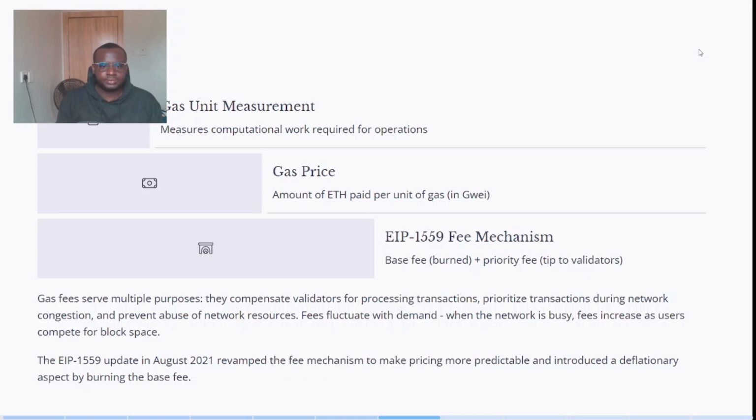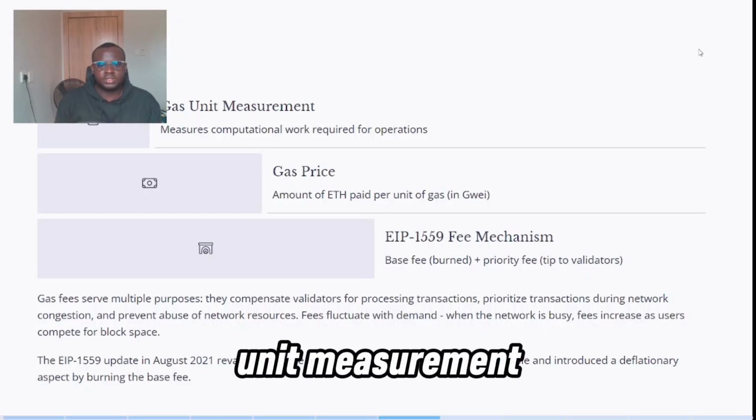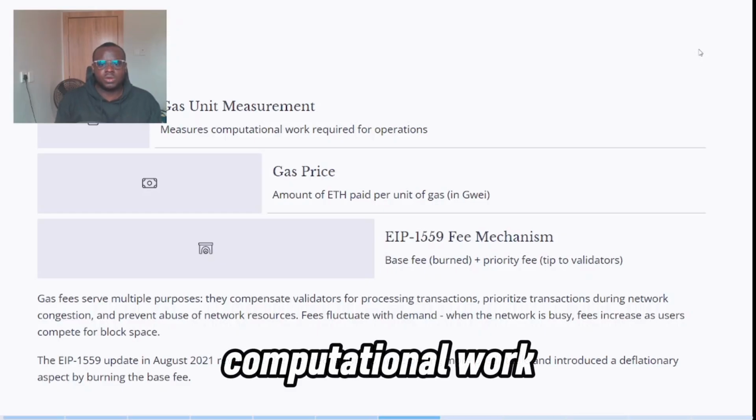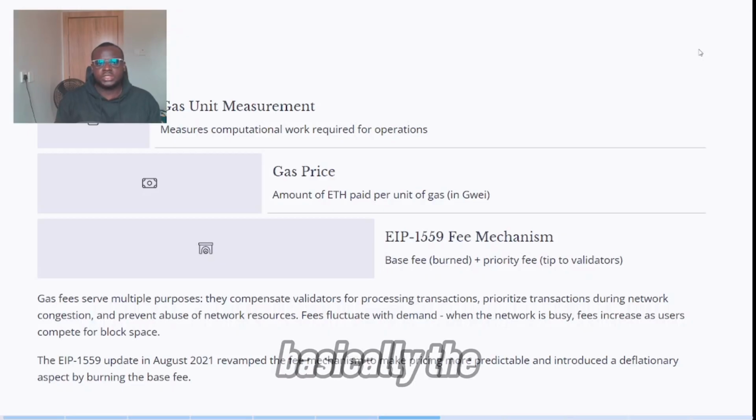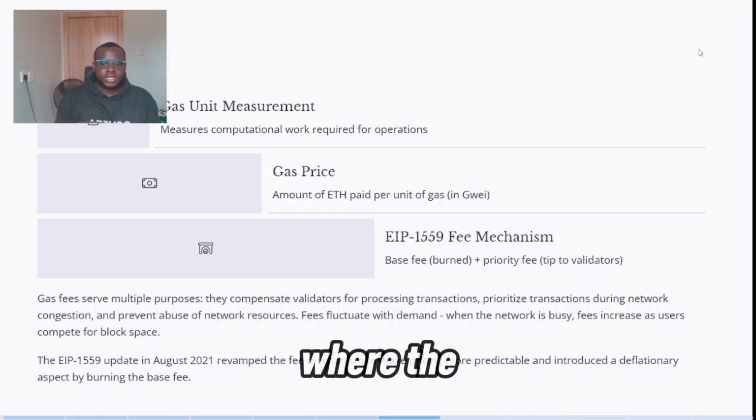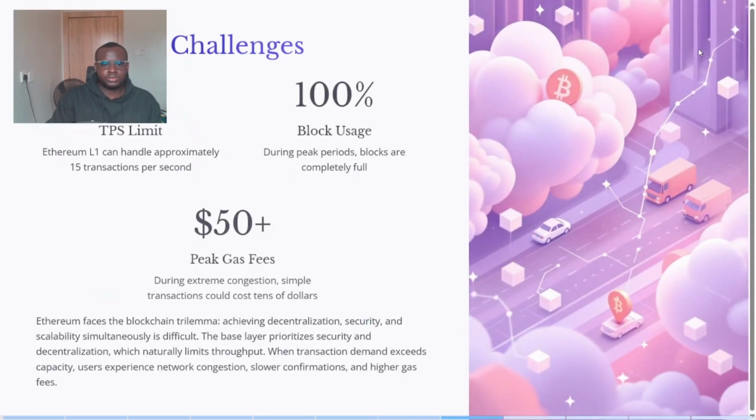So we have gas unit measurement, which measures the computational work required for an operation. Then we have the gas price, which is the amount of ETH paid per unit of gas, in Gwei. Gwei is the lowest form of ETH. And then we have the EIP-1559 fee mechanism that we've talked about, where the base fee is burned, but the priority fee, which is the tip to the validators, remains with the validators.